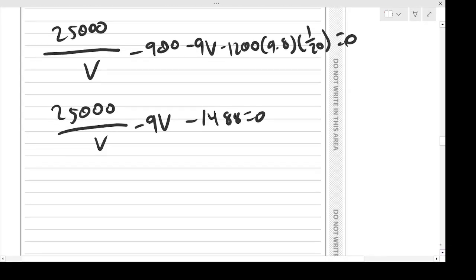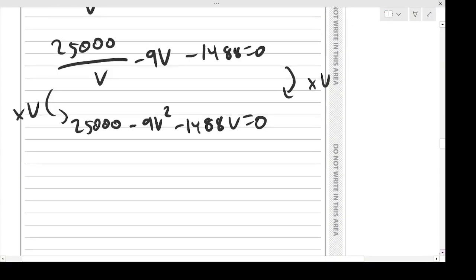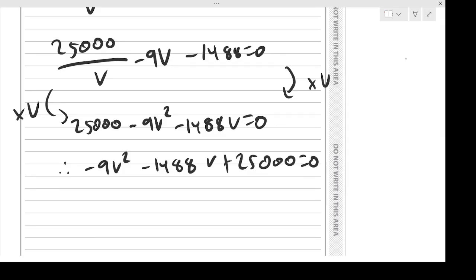Now, how can I solve this for V? The fraction looks a bit scary, but I can just times everything by V to get rid of the fraction, every part of the equation. So 25,000 take away 9V squared, take away 1488V equals 0, and now it just becomes a quadratic. So I'm going to get minus 9V squared minus 1488V, add 25,000 equals 0.